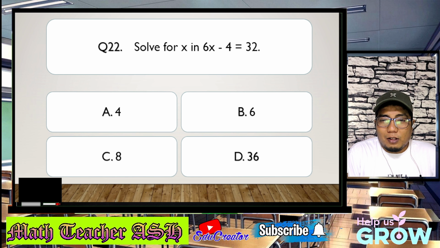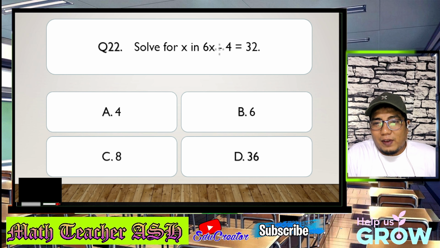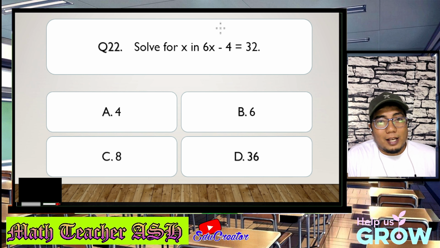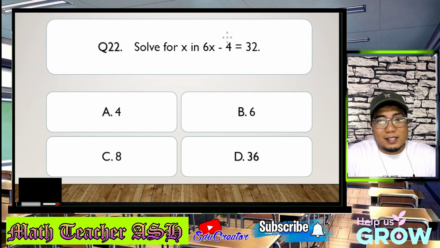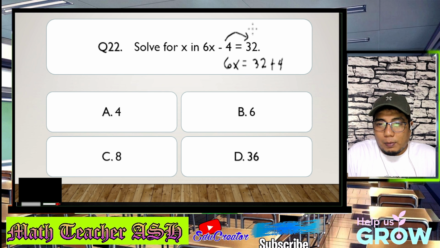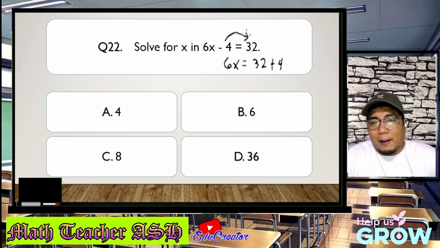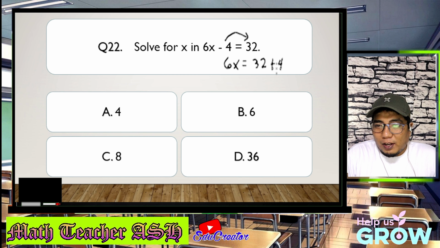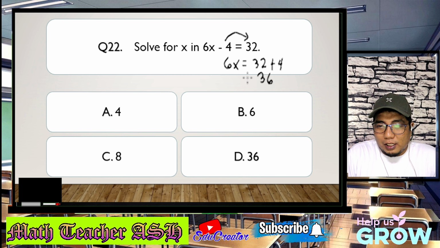Okay, my dear math learners, this is another question for solving the value of x. What we need to do is to isolate the value of x on the left side of the equation. So we will transfer our minus 4 to the right side, giving us 6x is equal to 32 plus 4, because that will become the opposite when you transpose something. Then you simplify 32 plus 4, that is 36. You just copy the 6x here.